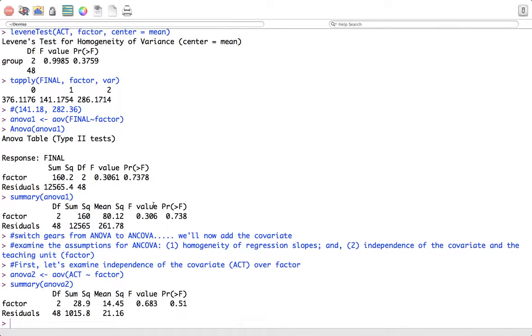The next thing we want to do is examine the homogeneity of regression slopes.